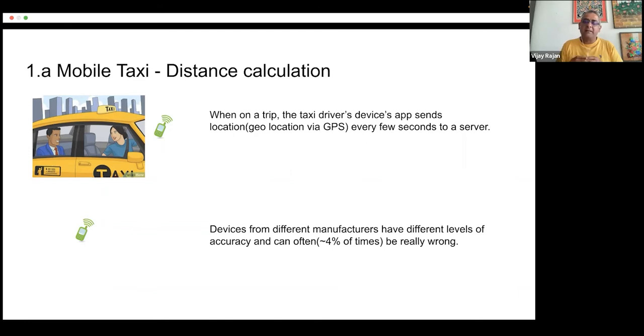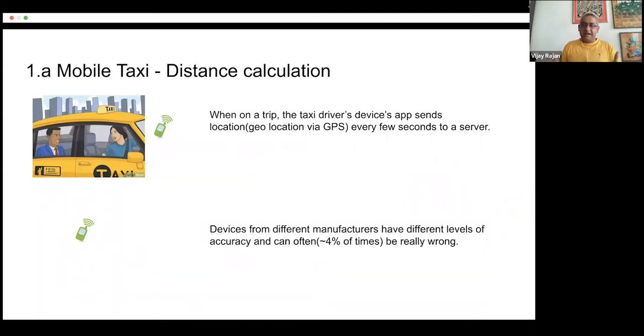So that was replaced. The meter was replaced by the mobile device and a server at the back end. So when you went on a trip, a taxi driver's device app sends location, geolocation every few seconds to the server.